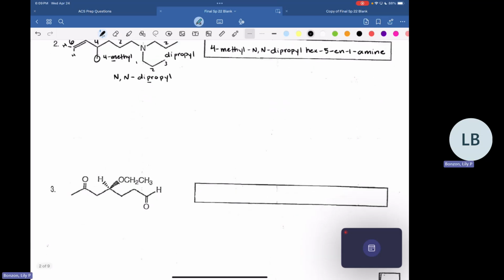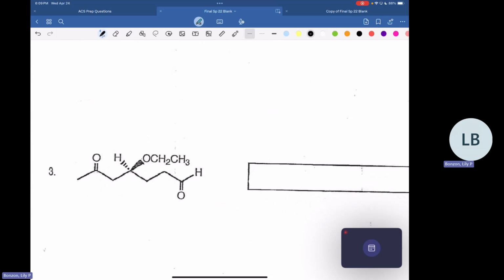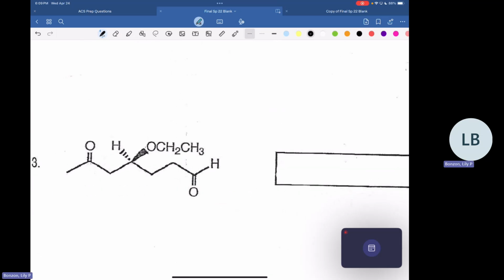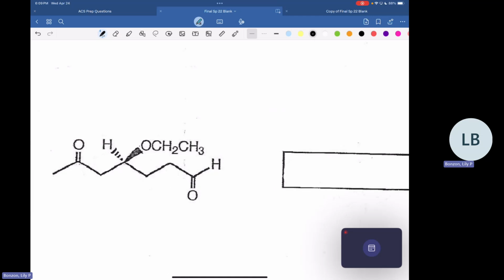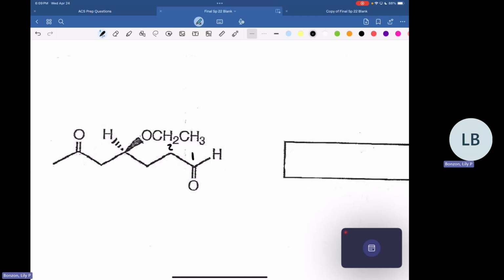Okay, we'll go on to number 3. So we've got an ether, an aldehyde, and a ketone. Remember, aldehydes are going to be higher than ketones, so that's going to be our parent. So we're going to start there. 1, 2, 3, 4, 5, 6, 7. So this is going to be a heptane. The ending for aldehyde is going to be heptanal, so just al at the end. Since aldehydes are always on the end of the chain, you wouldn't have to put the number.